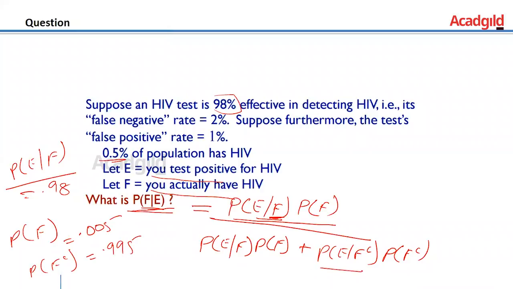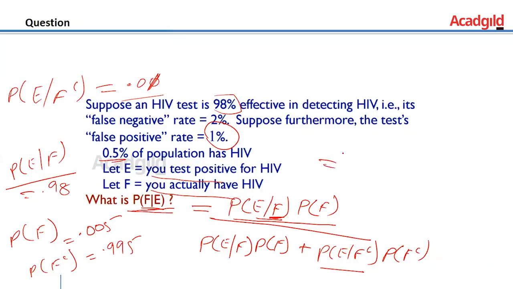One last thing that remains is P(E given F complement). What does F complement mean? F means that a person actually has HIV. F complement means that the person does not have HIV. And E is that the person tests positive for HIV. So that is which number? This number. The person does not have HIV, yet the test says that the person has HIV. So that is P(E given F complement), which is 1 upon 100 or 0.01. So far so good.